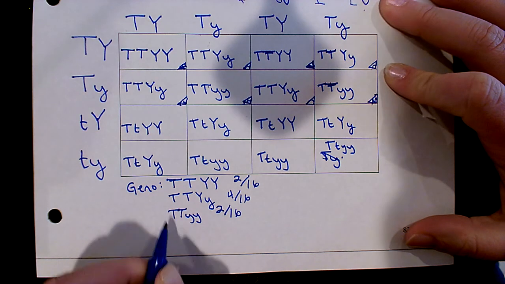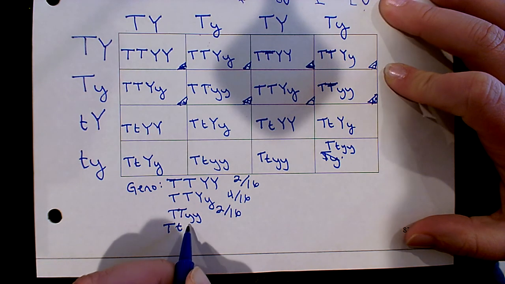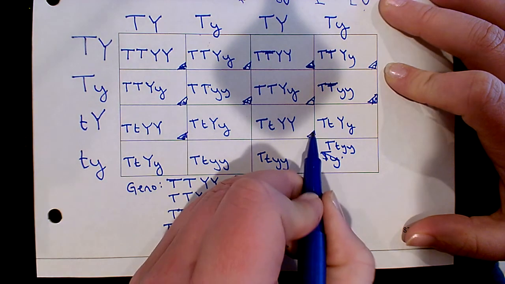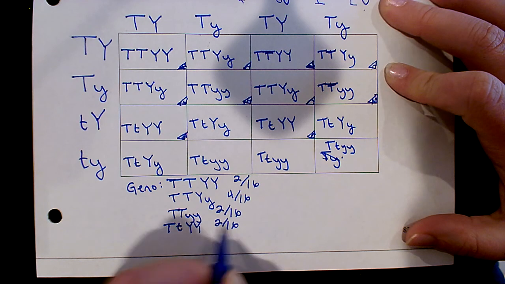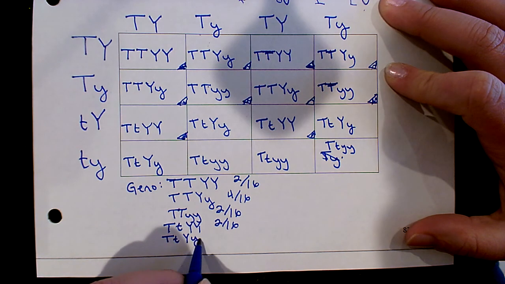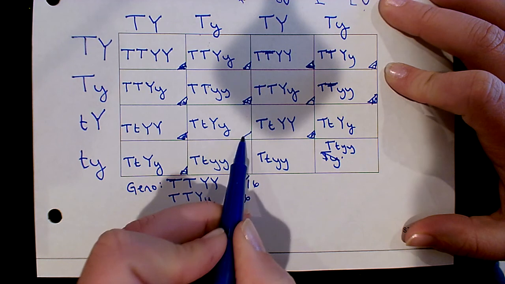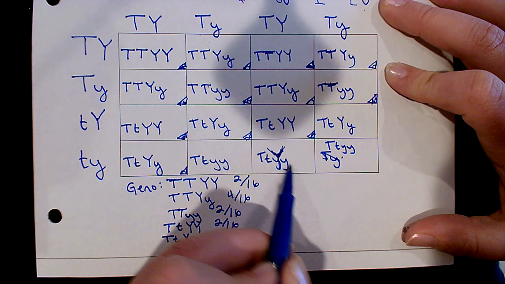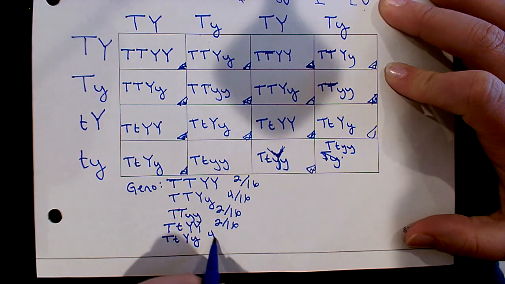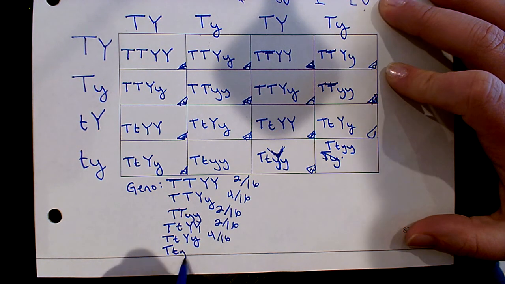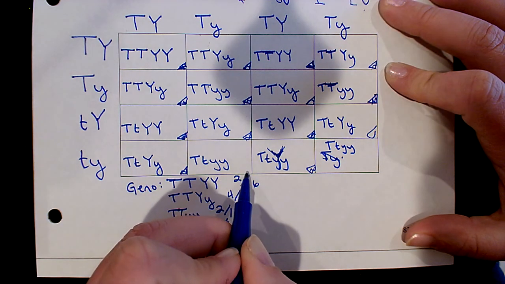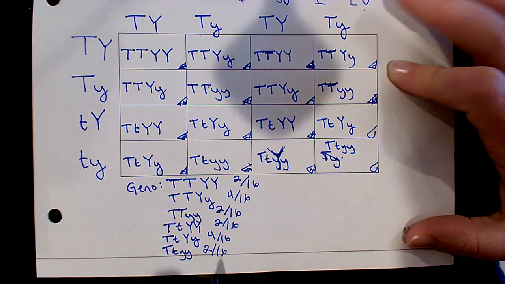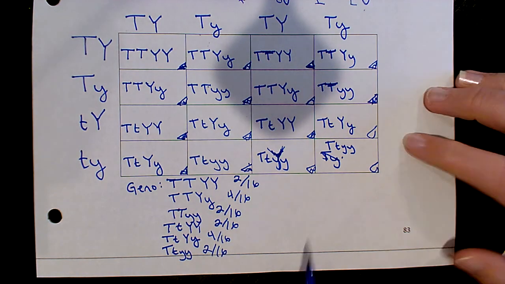And then we have the big T, little t's. So big T, big Y, big Y. There's one. There's one. 2/16. Big T, little y, big Y, little y. There's one, two, 3, 4. And big T, little y, should just be 2 left. 1, 2, 2/16. So there's the probability of those genotypes.